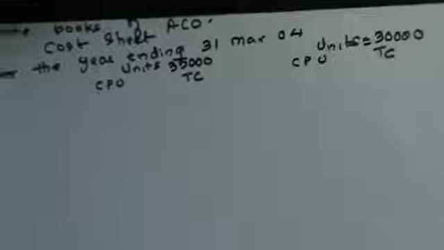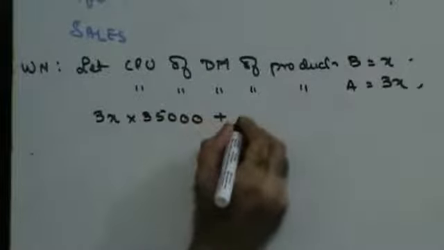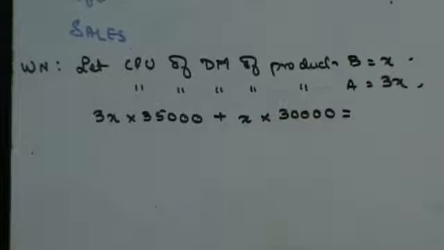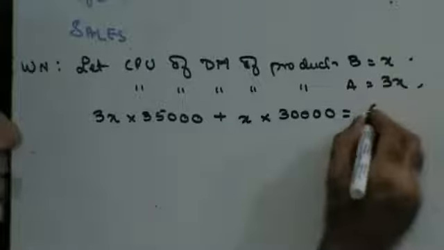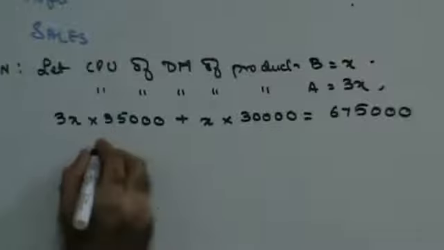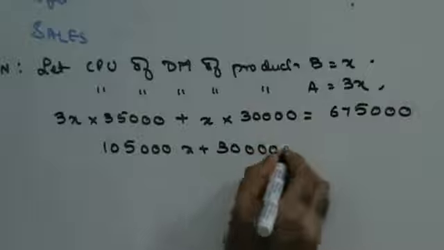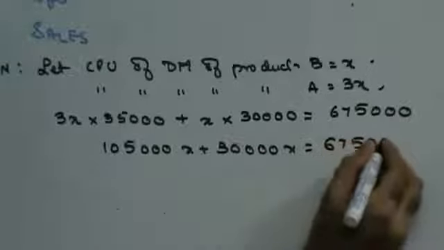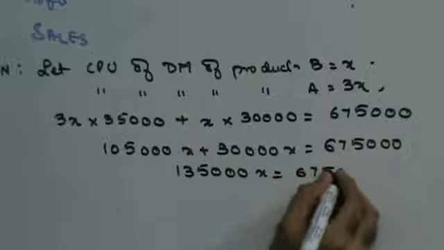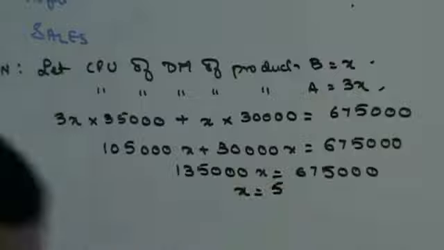So for product A, CPU is 3x, units is 35,000, plus CPU into units for product B, CPU is x, units is 30,000, is equal to your total cost. Total cost is given to you as 6,75,000. So this is 105x plus 30,000x is 6,75,000. So 1,35,000x is 6,75,000. Someone please help me get the value of x. 5. So x is going to be 5, right?